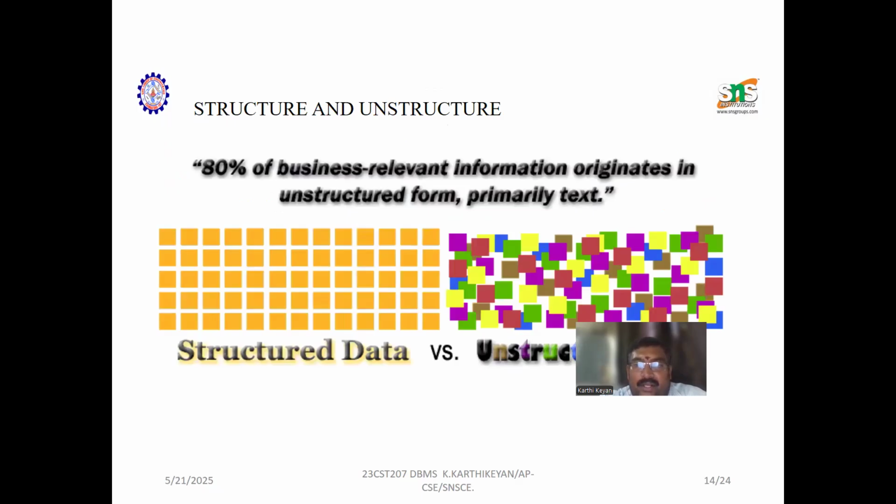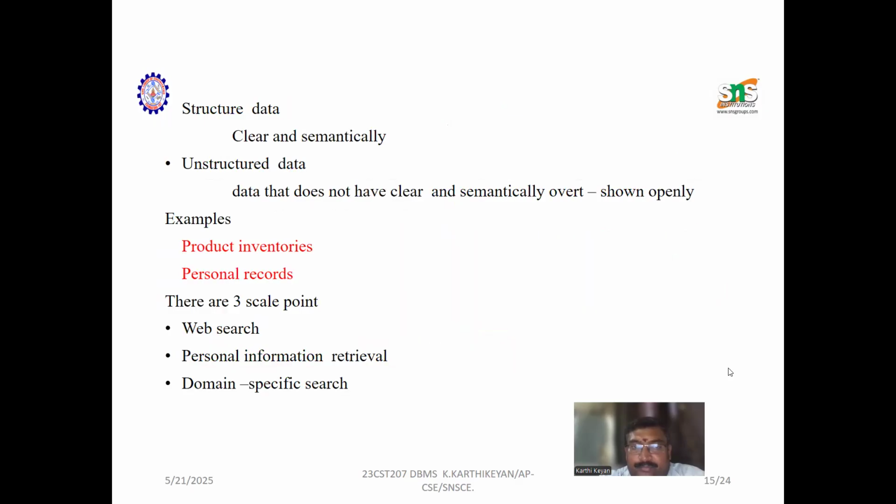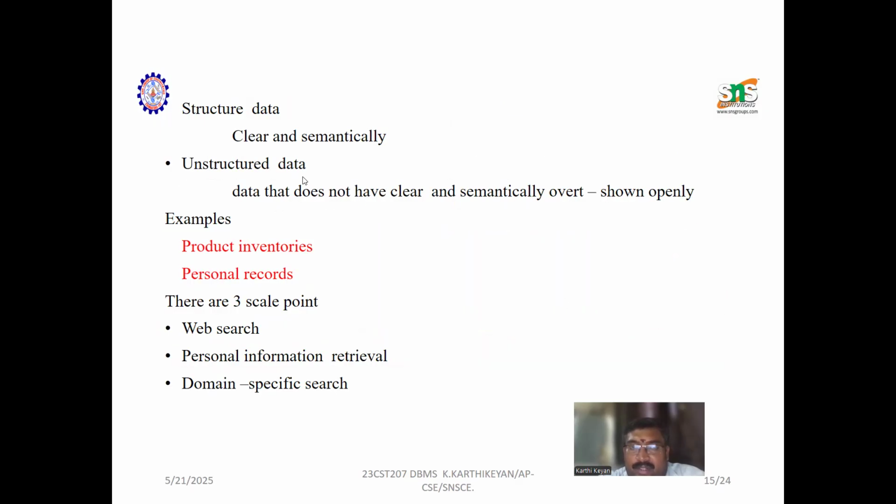So this I already told you about in previous videos: structured data and unstructured data. 80% of business-relevant information originates in unstructured data. So this is the structured data, and this is the unstructured data in the database. Structured data is clear and semantically defined, while unstructured data does not have a clear semantic structure, and is based on product inventories and personal records.